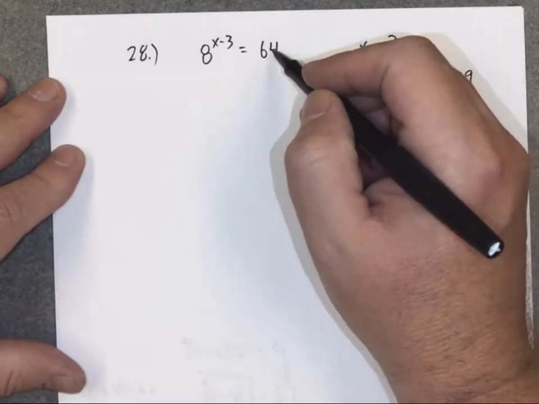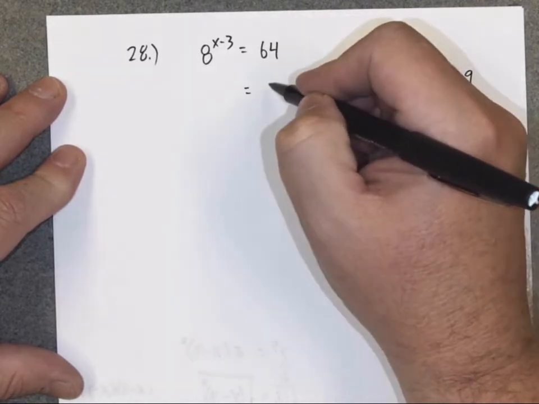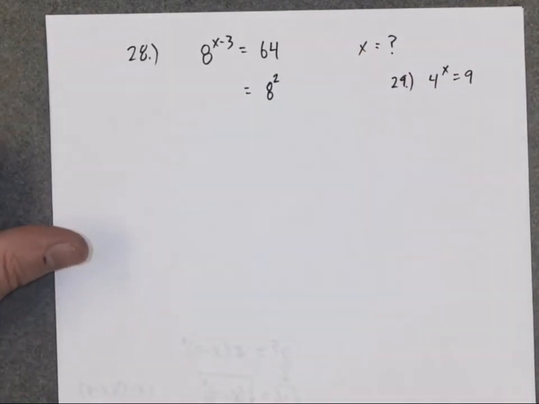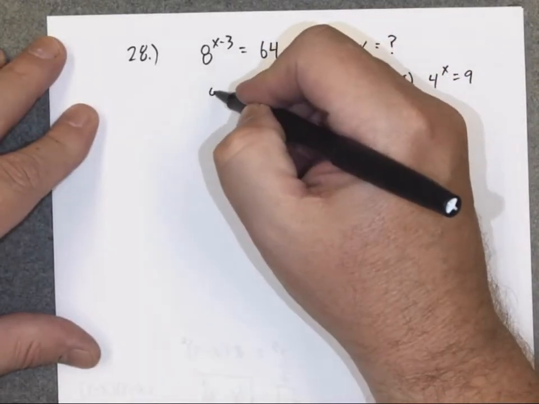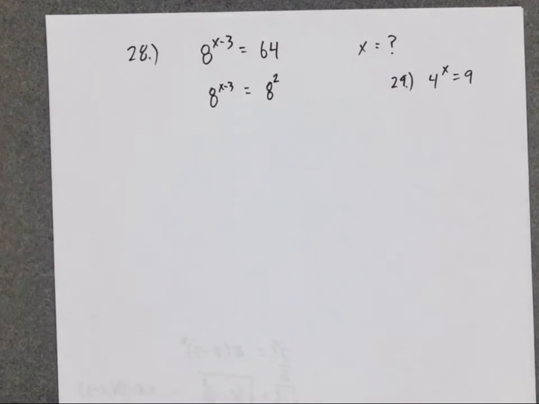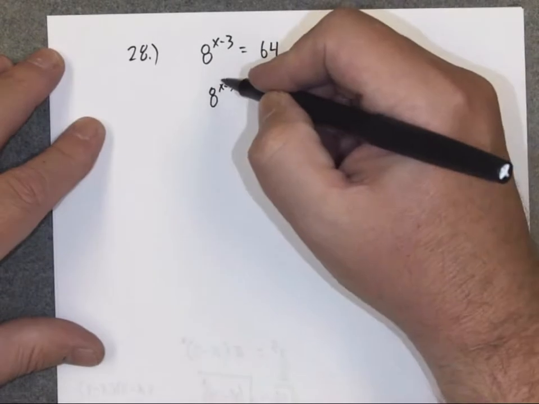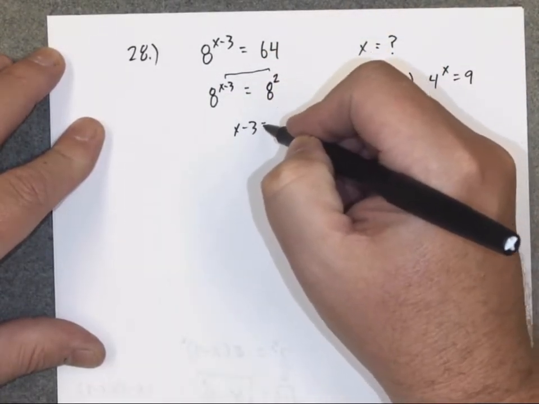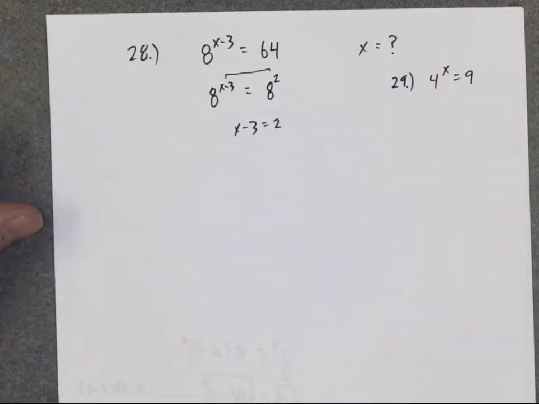Because look, I have 64 over here. What is 64? 64 is 8 squared. So I really have 8 raised to the x minus 3 power equals 8 squared. So I got two exponents, same base. What does that mean? The exponents have to be equal.